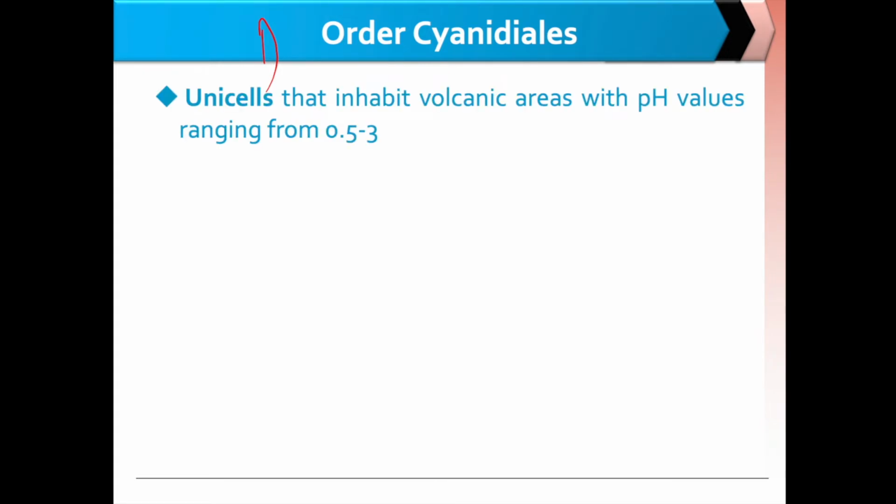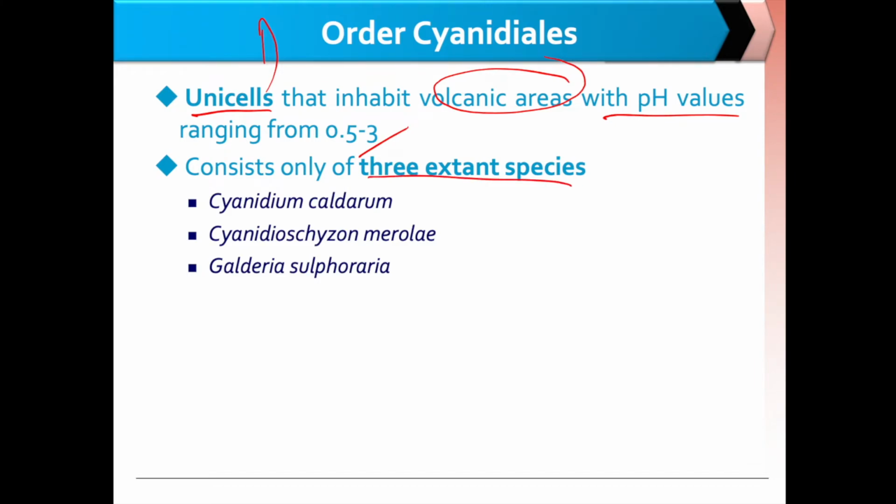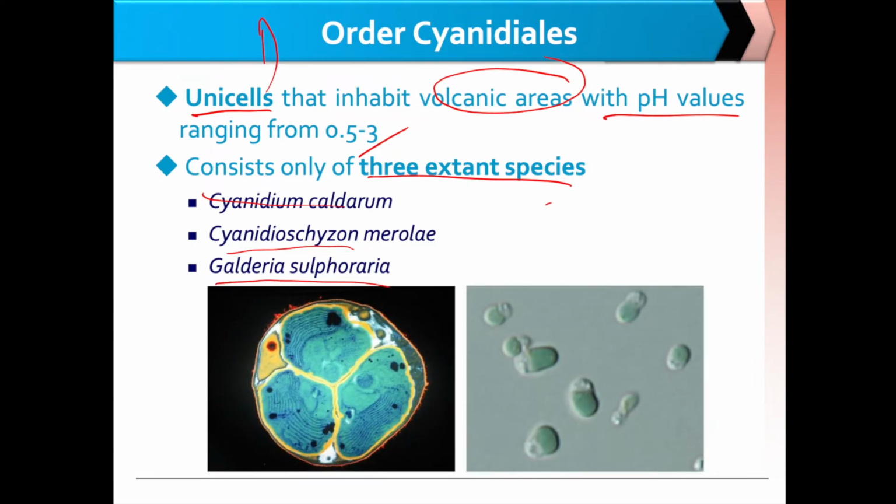Most of your order Cyanidiales are unicellular in nature. They are the ones that you can find in volcanic areas with pH values ranging from 0.5 to 3, so a very acidic environment. So you can consider them as extremophile or acidophile in this case. They consist of these three taxa, so they have three extant species right here. We have your Cyanidium caldarium, Cyanidioschyzon merolae, Galdieria sulphuraria. All of these are found in volcanic areas with very low pH values. As you can see here, they have a stellate type of plastid, and usually this is a more primitive, let's quote that, primitive type of plastid. So again, they are kind of like your cyanobacteria, no? That's the color they have.